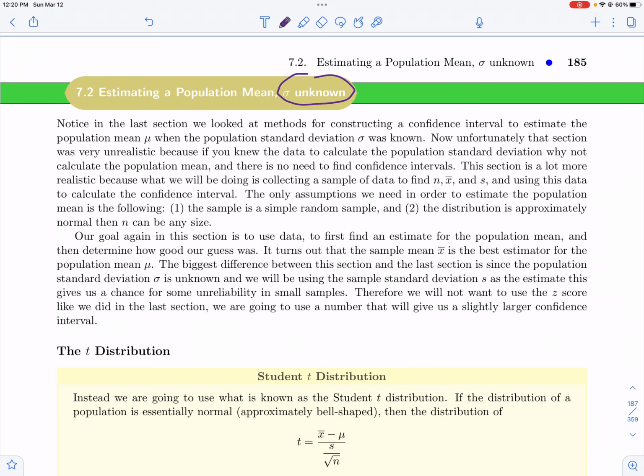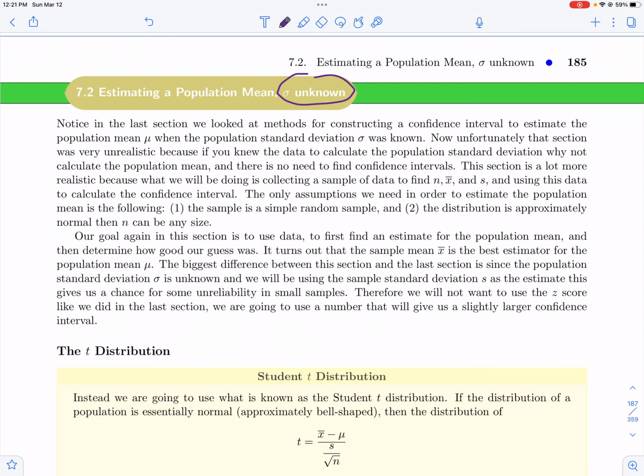So the more likely situation is the one we're working with now, where the population standard deviation isn't known. So the good thing is, since we can use our sample mean as a point estimate for our population mean, we can also use our sample standard deviation as a way to estimate our confidence interval. So pretty much this formula and everything else is going to be exactly the same, except we're going to swap out the sigma for our S, for our sample standard deviation.